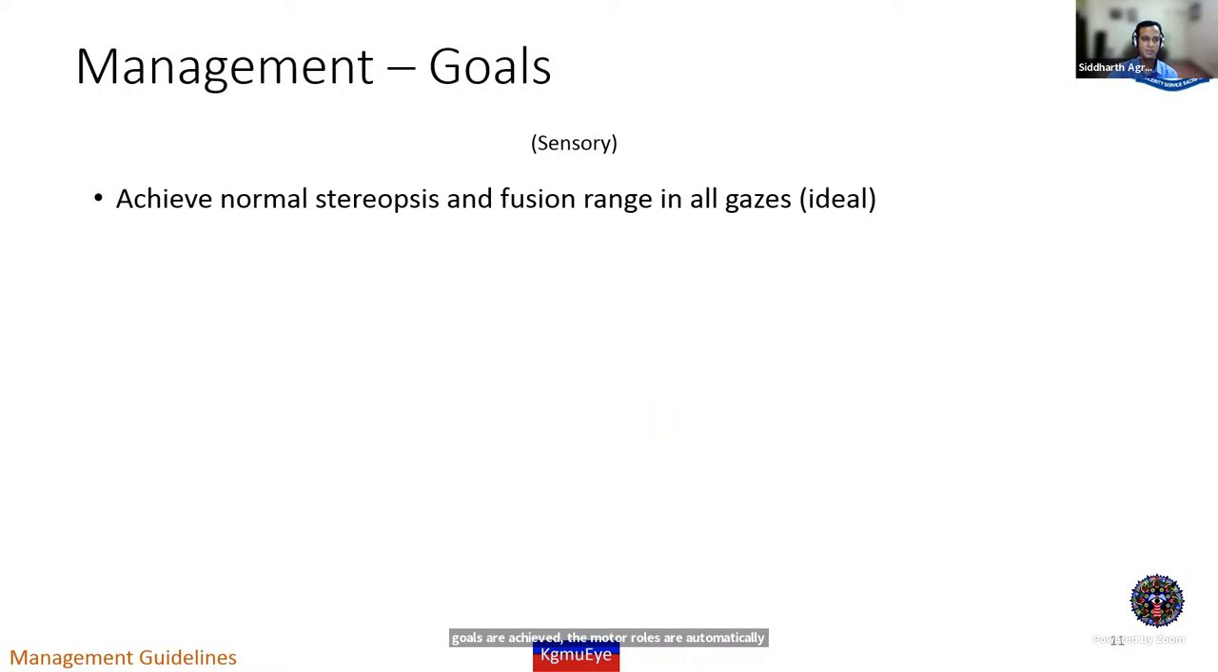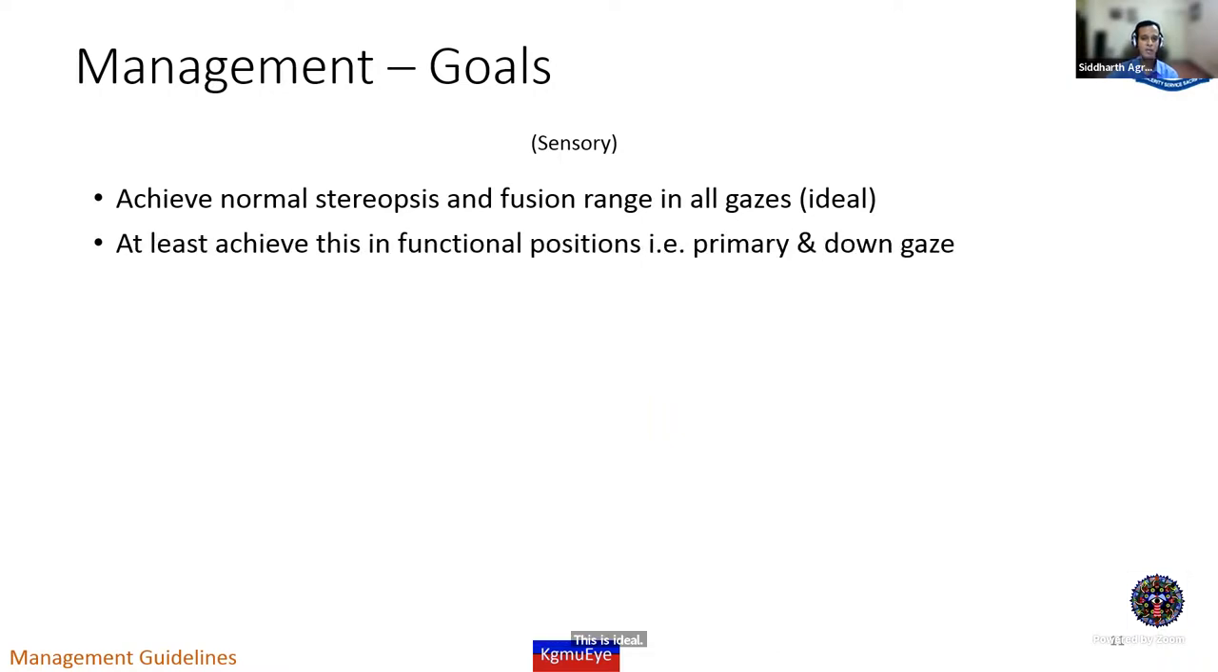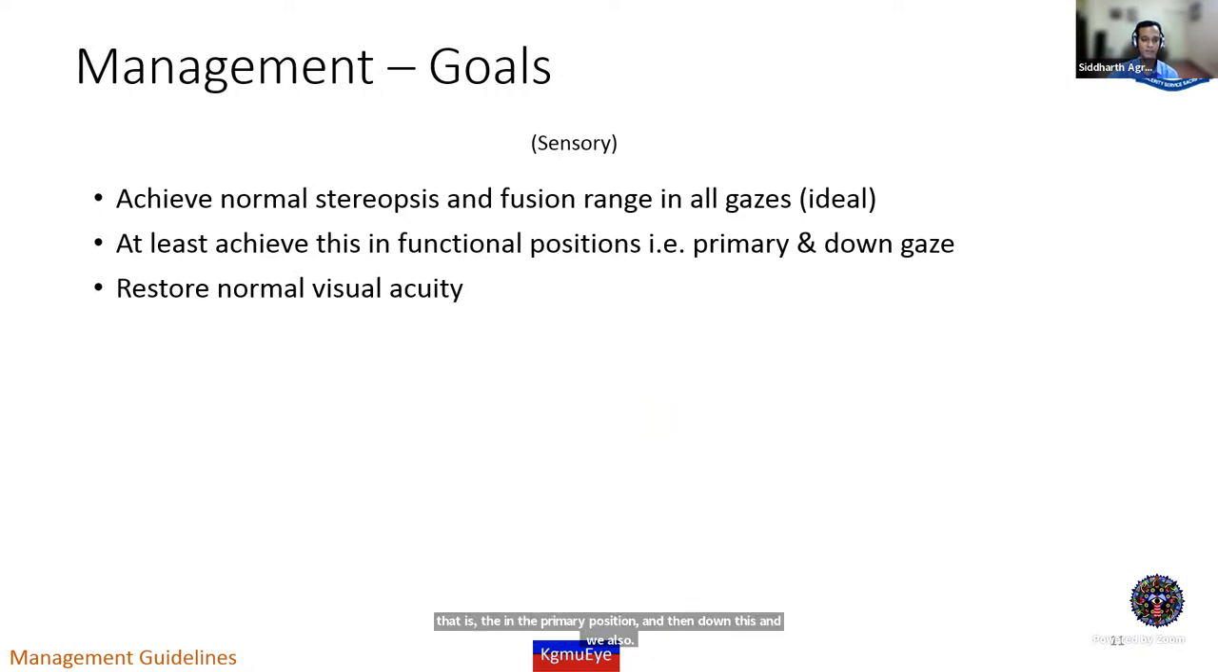In sensory goals, we wish to achieve normal stereopsis and fusion in all gazes. This is ideal. However, this is usually not achievable, so we try to achieve this in the functional positions, that is in the primary position and the down gaze. And we also aim to restore the normal visual acuity.